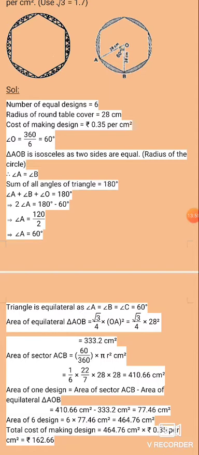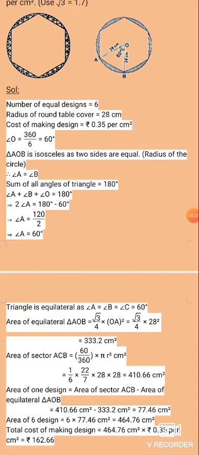Now area of one design, that is segment, is equal to area of the sector AOB minus area of the equilateral triangle AOB. Now that is 410.66 centimeter square minus 333.2 centimeter square, which is the area of the equilateral triangle. What did we get at last? 77.46. It is the area of the one design or area of one segment. Now how many designs are there? 6. So area of 6 designs is equal to 6 into 77.46 is equal to 464.76 centimeters square.